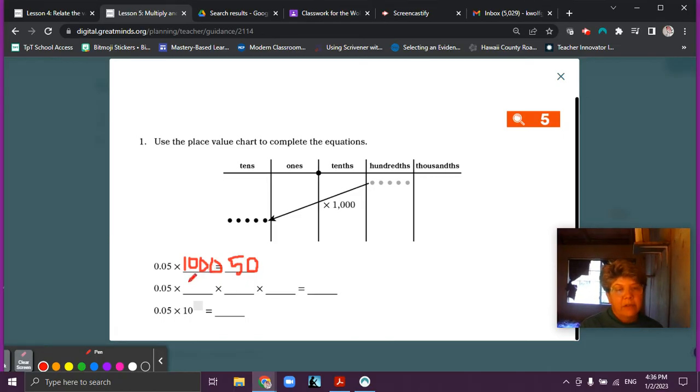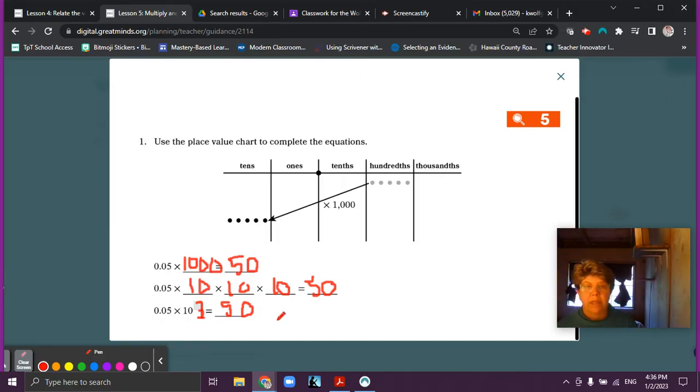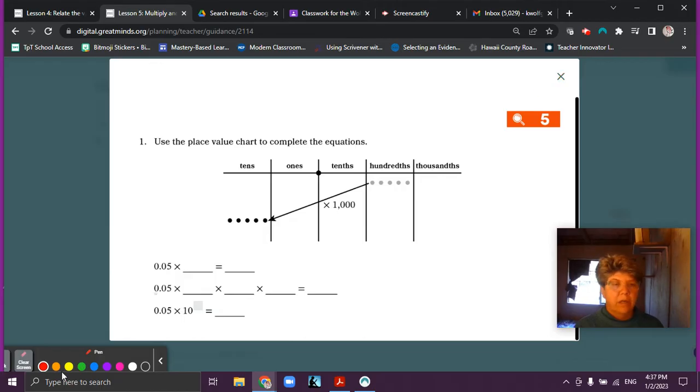And then 5 hundredths times 10 times 10 times 10. Same answer. I'm just showing it in a different way. Well, that's also going to be 50. And then 5 hundredths times 10 to the third power. Sometimes I'm pretty good at this. Other times, not so much. And that's also going to be 50. Okay, make sure you have that written in your book for number 1. If you don't have it and I take it away too fast, go ahead and rewind the video.